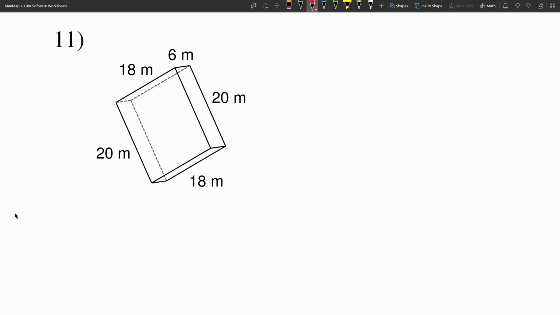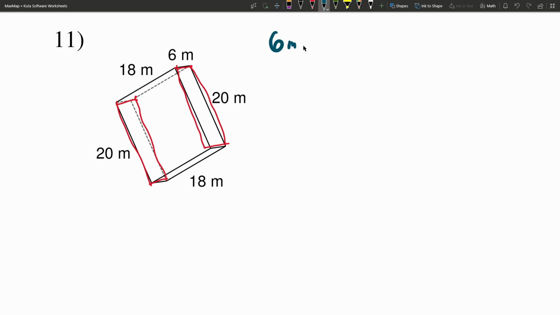In number 11, you can see we have a rectangular prism. But unlike the rectangular prisms we've been working with, we have 3 different edge lengths. We have 18, 20, and 6 meters. But we know how many sides are there for this rectangular prism? There's 6 separate sides. So here we have a side that's 6 meters by 20 meters. Does it occur elsewhere on our figure? Yeah, directly opposite is the same exact side length, 6 times 20 meters.